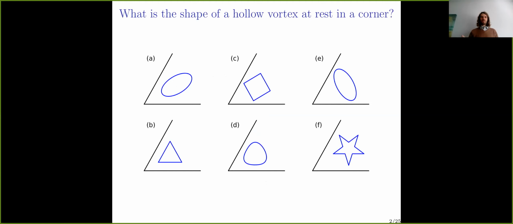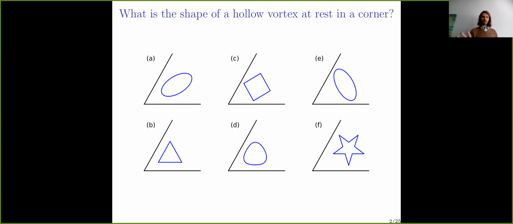So let's get right to it. Here's the problem we're trying to solve. What is the shape of a hollow vortex at rest in a corner? So now it's just a multiple choice question. You see the options here. One of these is correct. I won't tell you which one until the end. You can pick your favorite now.